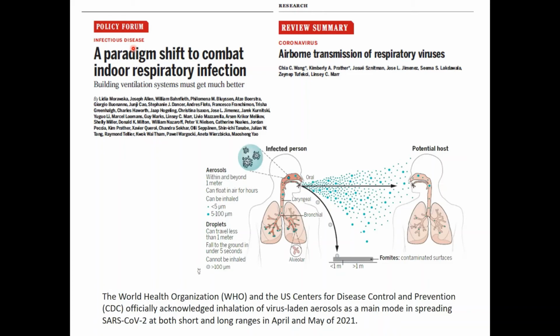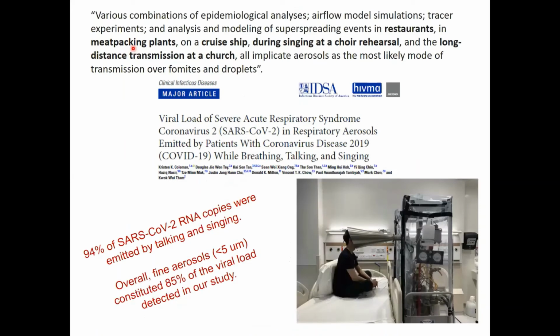And then a year later, Science published these two papers clearly showing that the airborne transmission of infectious viruses, including COVID-19, is a pathway. And there are more and more studies now coming, which clearly review the data from restaurants, meatpacking places, cruise ships, different places, and conclude that there is almost no evidence for fomite, so surface and droplet transmission, and most of the transmission probably occurs through aerosols. One of the studies from Singapore actually tested the generation of viruses by infected patients, and they concluded that 94% of COVID-19 viral copies were emitted by talking and singing, not by breathing.